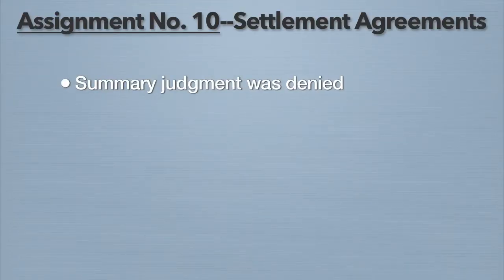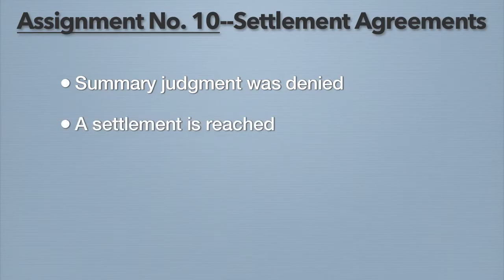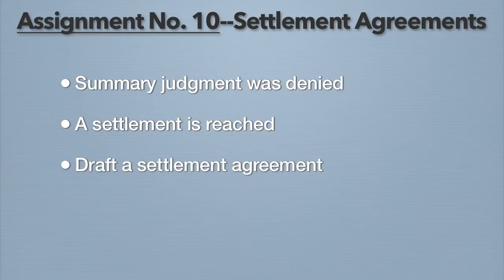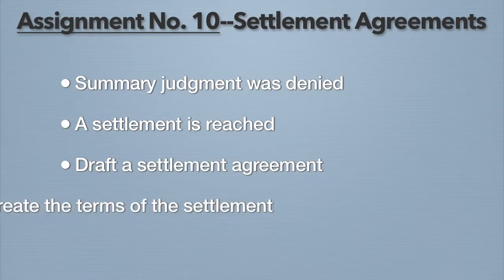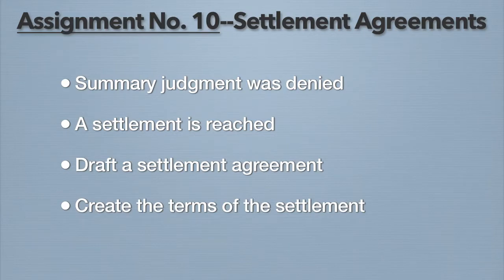Your motion for summary judgment was denied by the court, but before the matter is tried, a settlement is reached with all parties. Your assignment is to document the resolution of the litigation by drafting a settlement agreement. Half of you will draft a settlement from the plaintiff's perspective, and half of you will draft the settlement from the defendant's perspective. You're free to create the specific terms of the settlement, but try to be realistic.